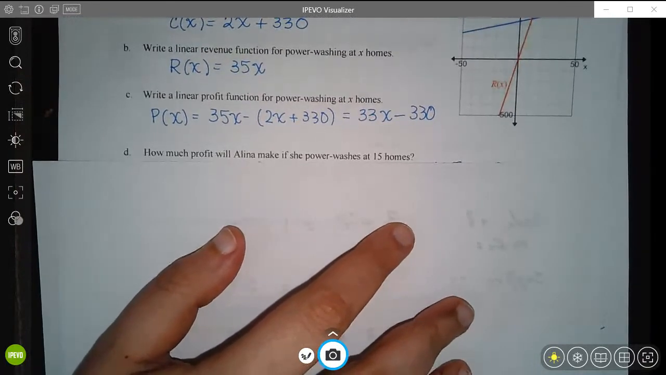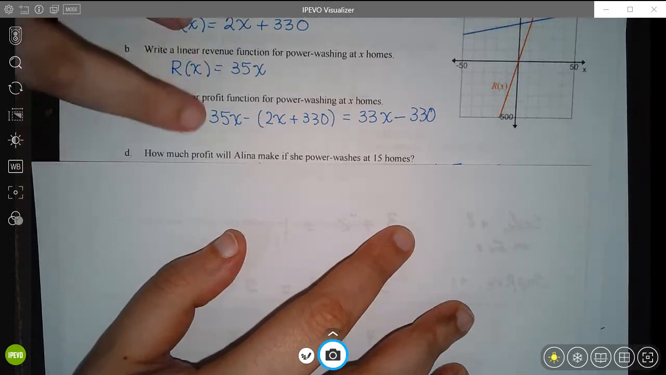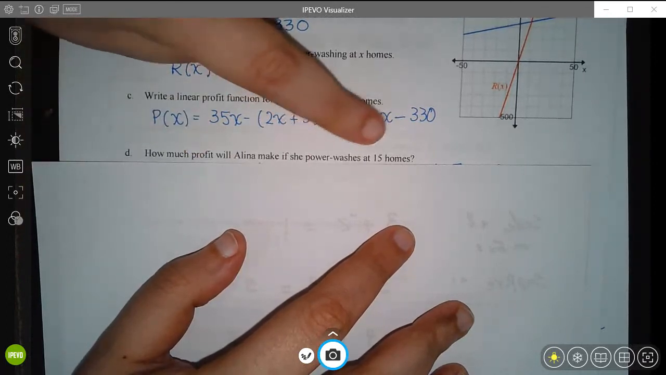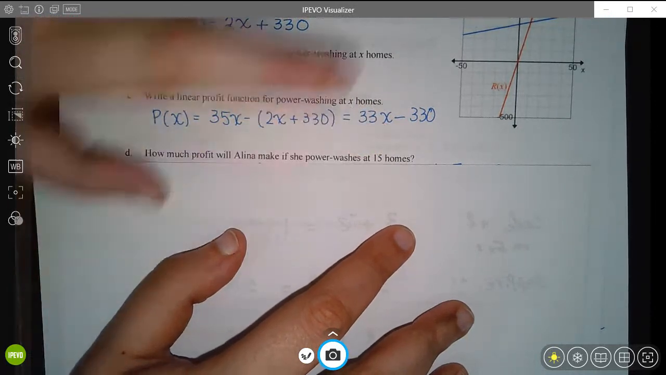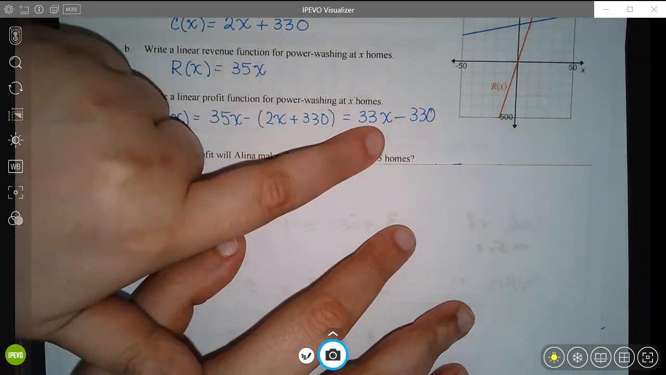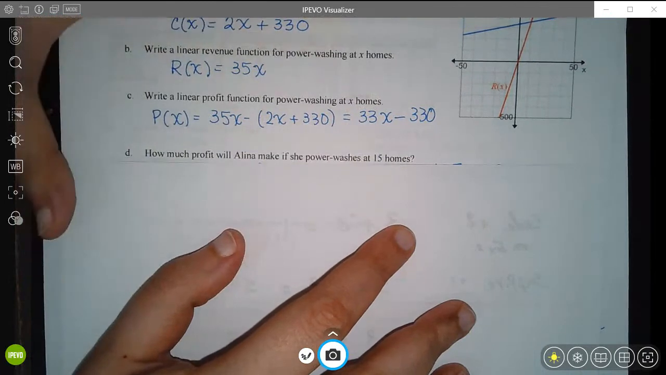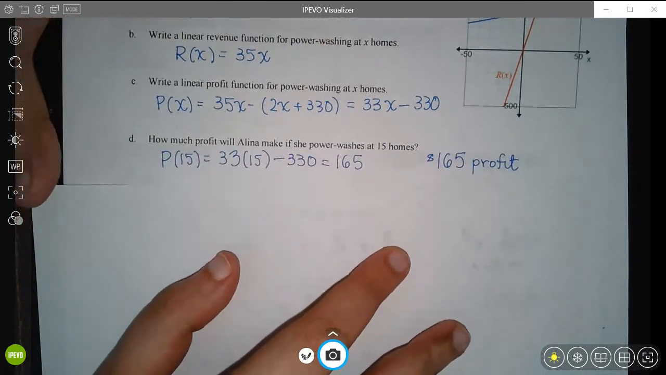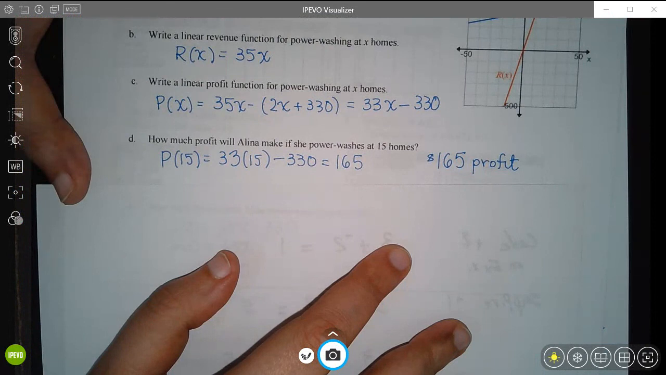Now, how much will she profit? So notice the question said profit. How much will she profit if she washes 15 houses? Yes, so that means x is 15. So I'm going to plug in the 15 here, multiply it times the 33, and then subtract 330 from that. So here we go. She will make $165. That's right. There you go.